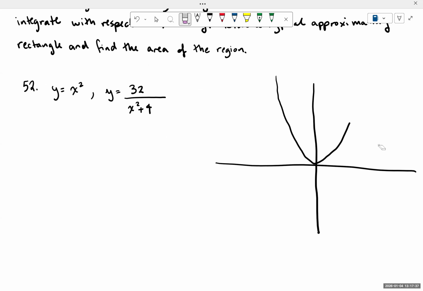Oh my God, that looks terrible. All right, that doesn't look that much better, but close enough, right?